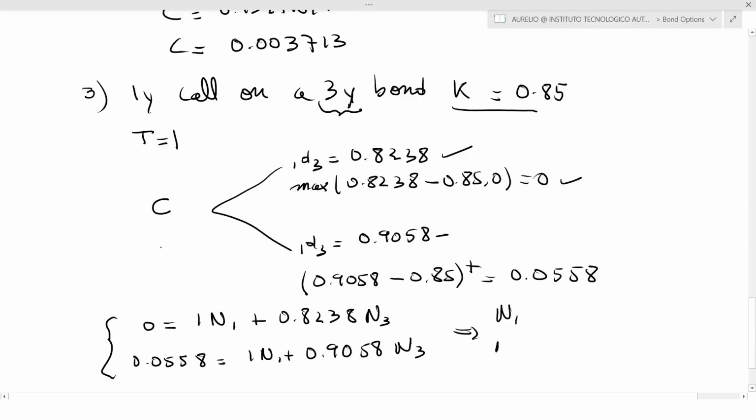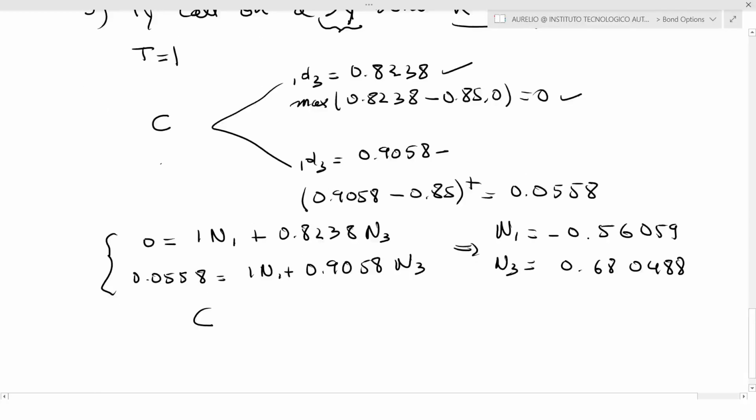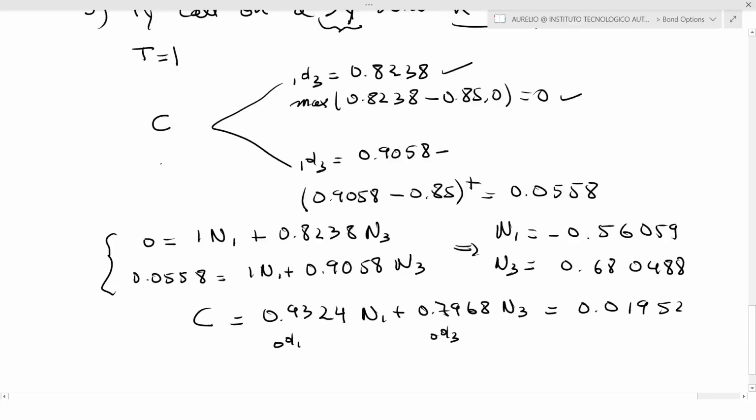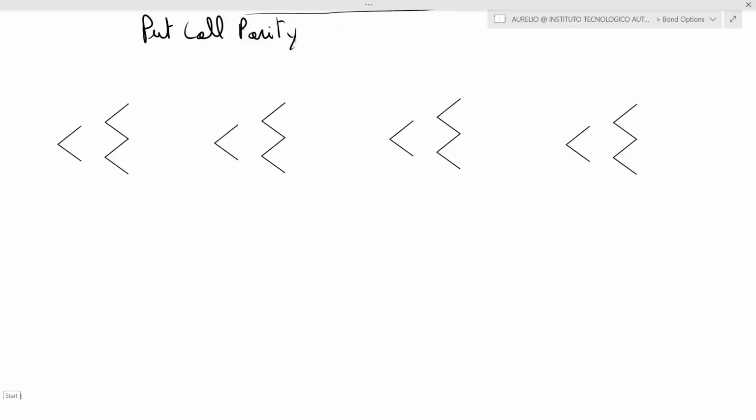So then from here I get that N1 is equal to minus 0.56059, and N3 is equal to 0.680488. So finally my call option is going to be equal to 0.9324. This is the 0D1, N1, plus 0.7968. This is my N3, and this is the 0D3, and this is equal to 0.019522.